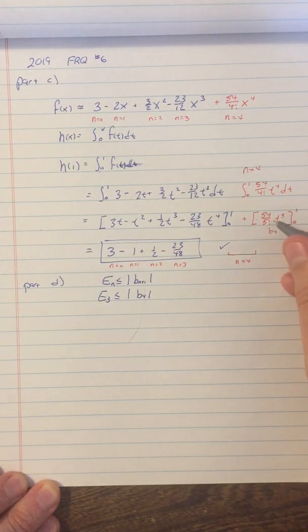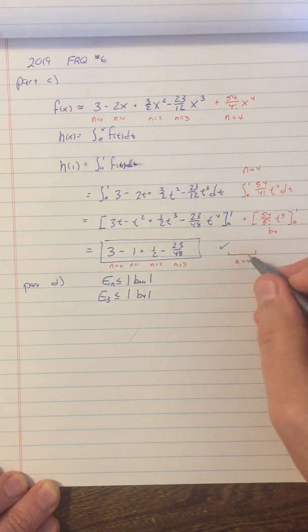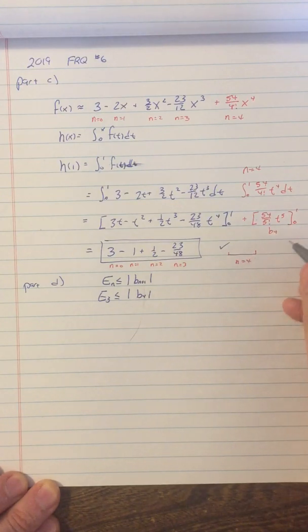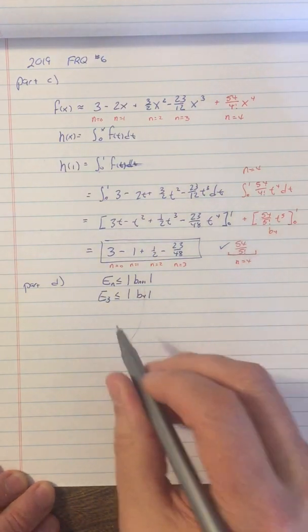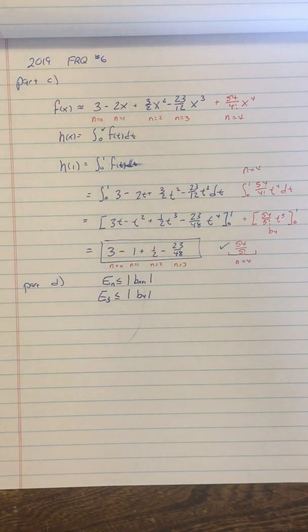So when I plug in the 1, I get 54 over 5 factorial. When I plug in the 0, I get 0. So the fifth term, which corresponds to n equals 4, since the first term is n equals 0, is just going to be 54 over 5 factorial. So that's what b sub 4 is. That's what we could put here.